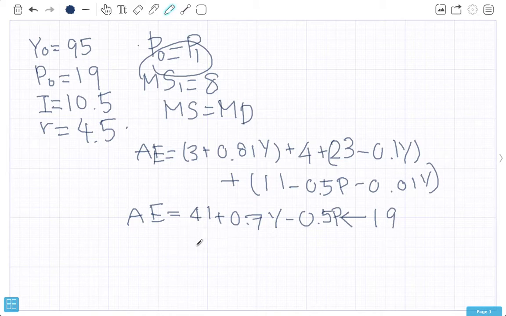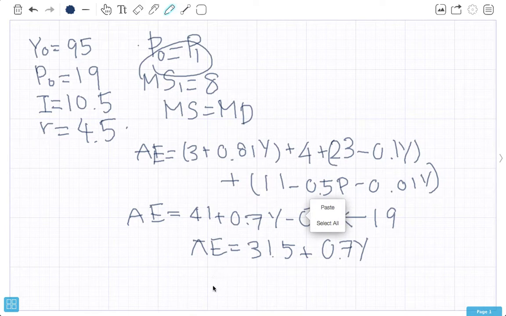So after you do that, you have AE equals, hold on, 41. I'll just skip this one step, so I'll just simplify it. You'll get 31.5 plus 0.7y. That's after I multiply 0.5 times 19 here, and then subtracted it from 41, and I got this 31.5.